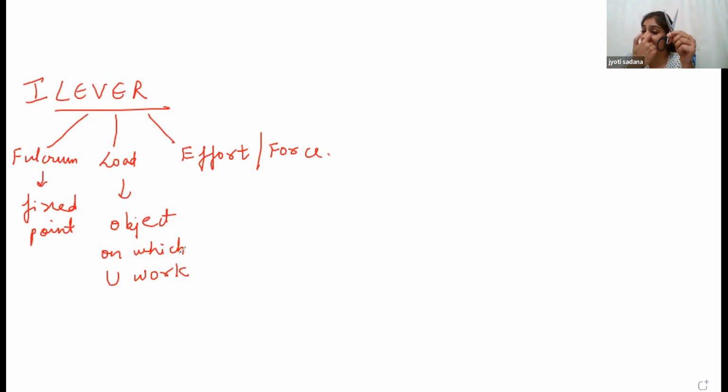Now where am I going to apply the force? If I want to cut the paper, where am I going to apply the force? Top or bottom?